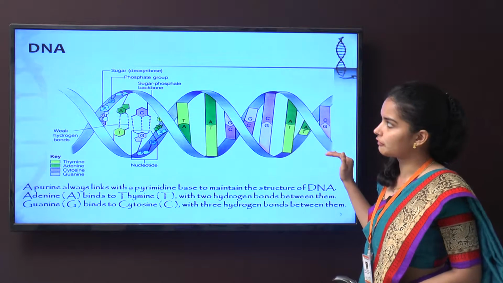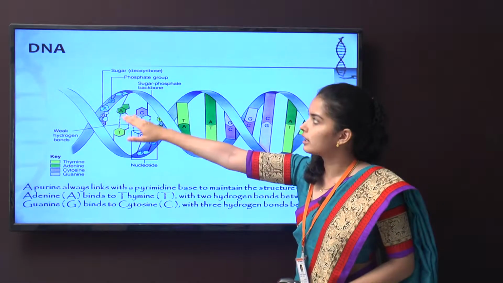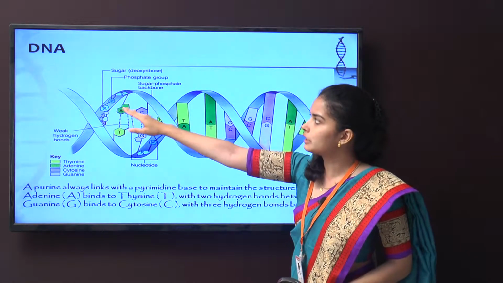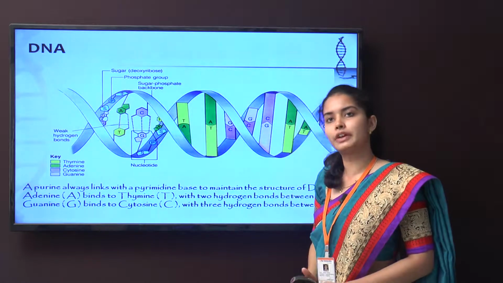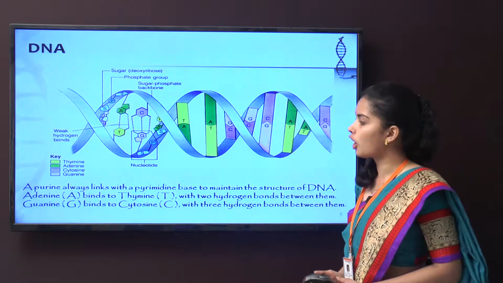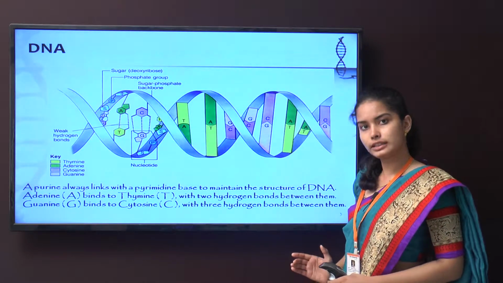This is the structure of DNA. DNA is a double stranded structure. It has a sugar, that is deoxyribose. Then it has a phosphate group and a sugar phosphate backbone, and there are nucleotides. A purine in a DNA always links with a pyrimidine to maintain the structure of the DNA.